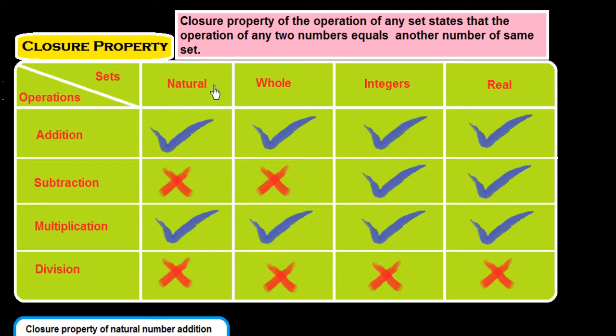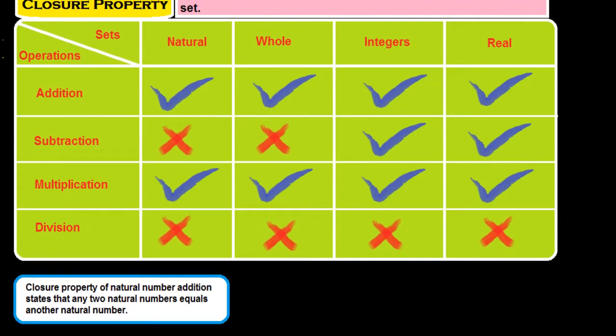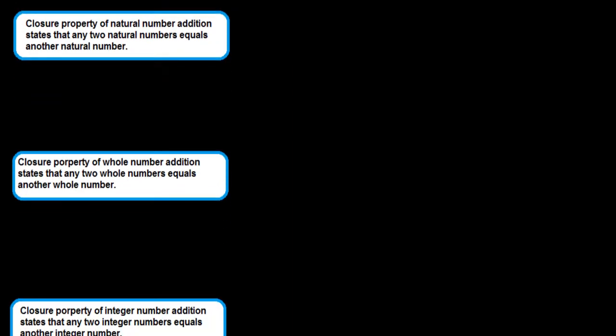Here we see the set of natural numbers, the set of whole numbers, the set of integers and the set of real numbers, with the operations addition, subtraction, multiplication and division. First we see addition with natural numbers. The closure property of natural number addition states that any two natural numbers add to another natural number. We already know that the numbers we use for counting are called natural numbers, and they start with 1, all positive, 1 to infinity: 1, 2, 3, 4, 5 and so on.